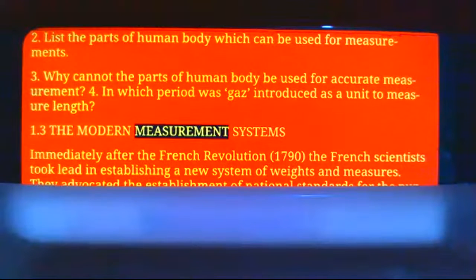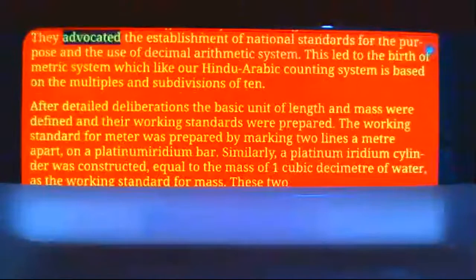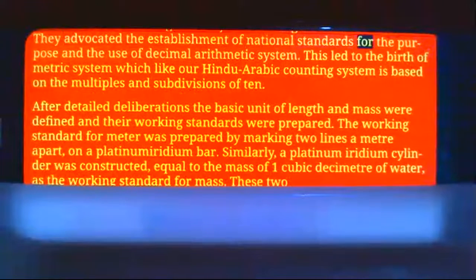1.3 The modern measurement systems. Immediately after the French Revolution in 1790, the French scientists took the lead in establishing a new system of weights and measures. They advocated the establishment of national standards for the purpose and the use of the decimal arithmetic system. This led to the birth of the metric system, which, like the Hindu-Arabic counting system, is based on the multiples and subdivisions of 10.